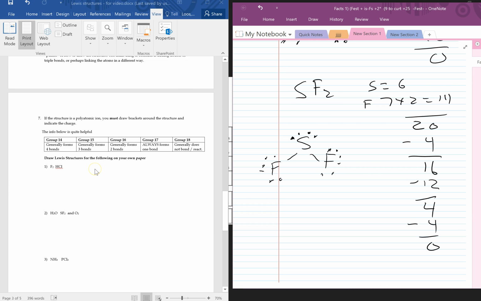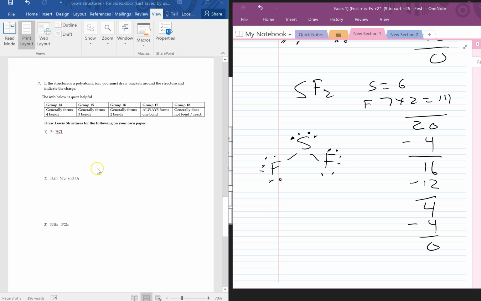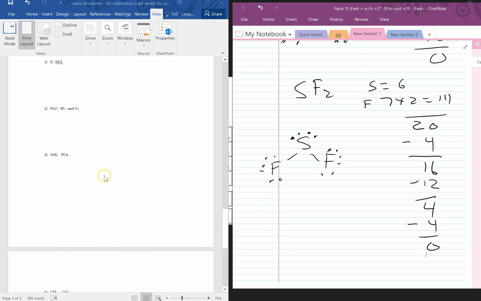What I would like you to do is to try to draw these other ones. Now you might get stuck. There are a couple of tricky ones here. Remember, if you feel stuck or you get short of electrons, think about double bonds. Some of them might need to make double bonds.